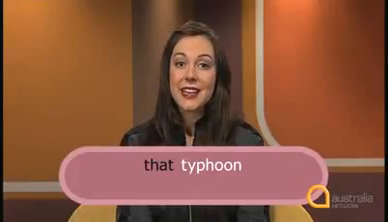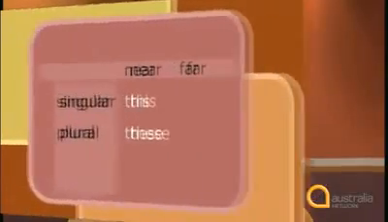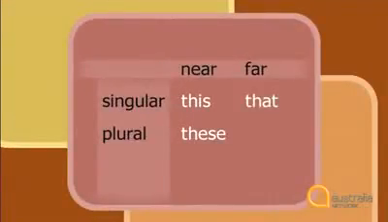He says, that typhoon, that epidemic. That is a demonstrative pronoun used with singular nouns that are far away. Those is used with plural nouns that are far away. The typhoon was distant or far away from the speaker. It was in Chanthaburi, Thailand.